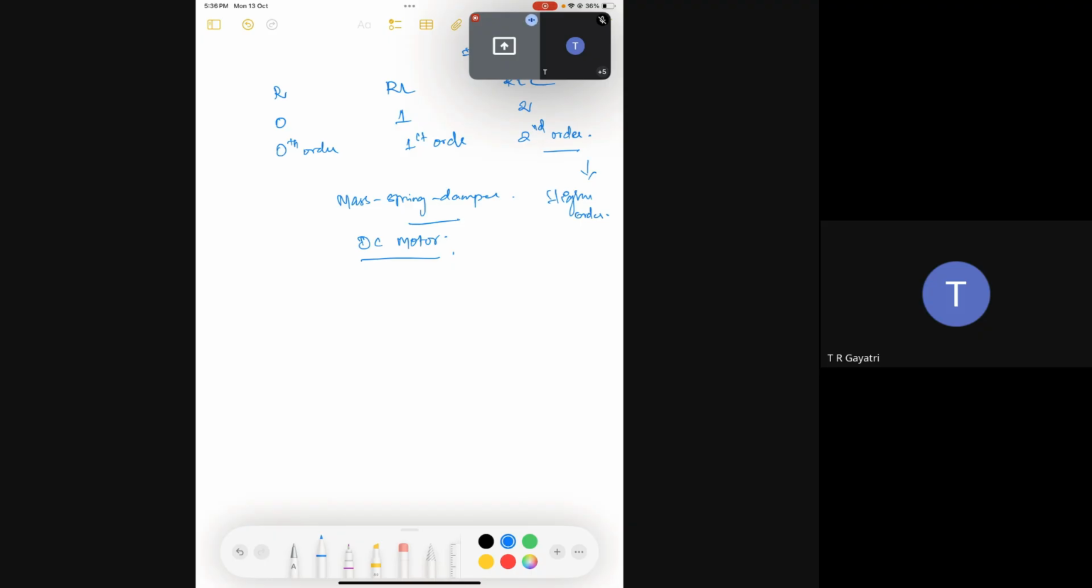I want to show the MATLAB plot for the different systems so that you can visualize it properly. Let me share my screen. I'll join from my PC.